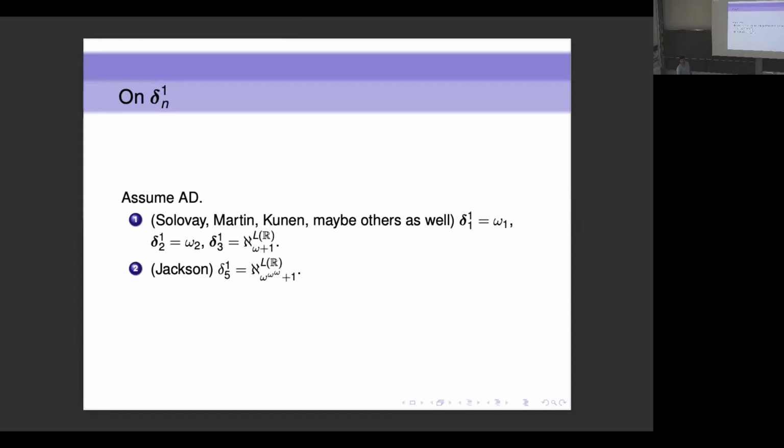Jackson actually computed all of the deltas. He has a particular recursive formula that gives you all the values. It's not going to be important exactly what they are, but those are the first ones. I should say that delta 1, 2n plus 2 is always the successor of delta 1, 2n plus 3. So delta 1, 4 is Aleph omega plus 2. So Jackson computed all of them.